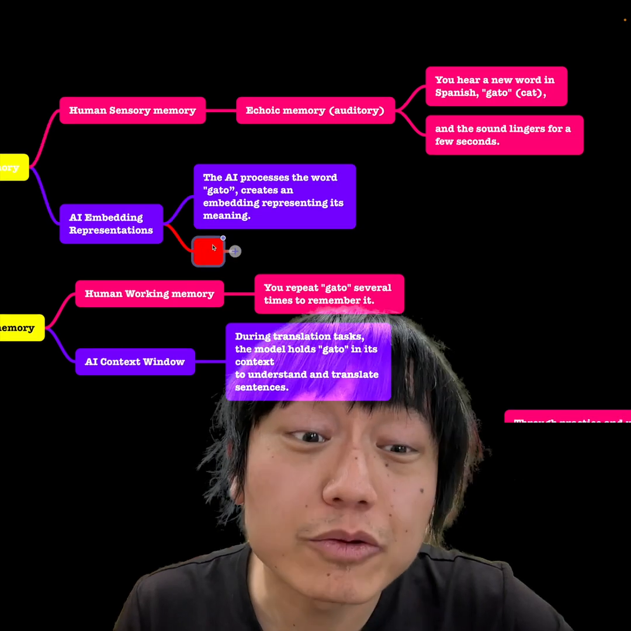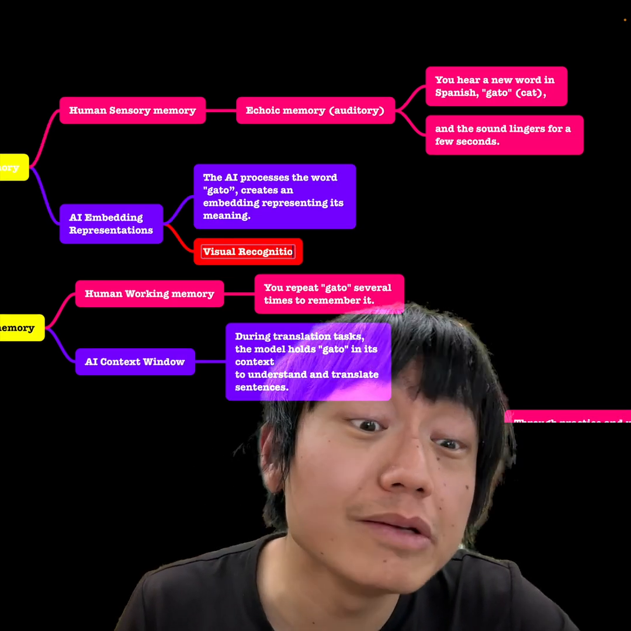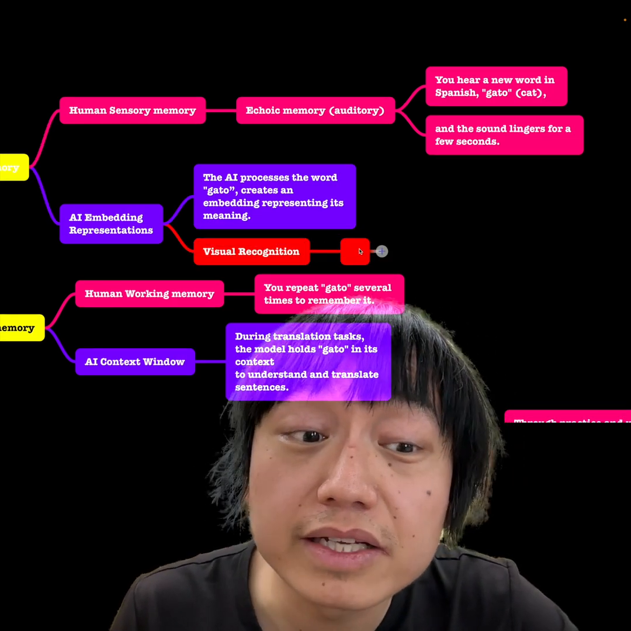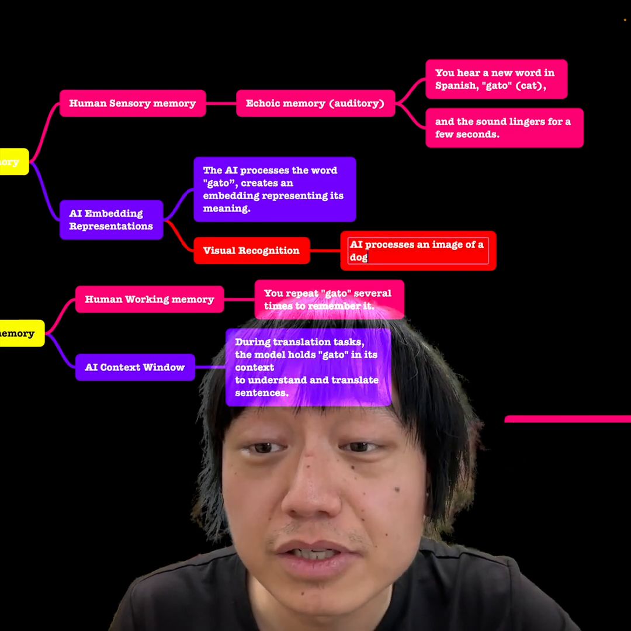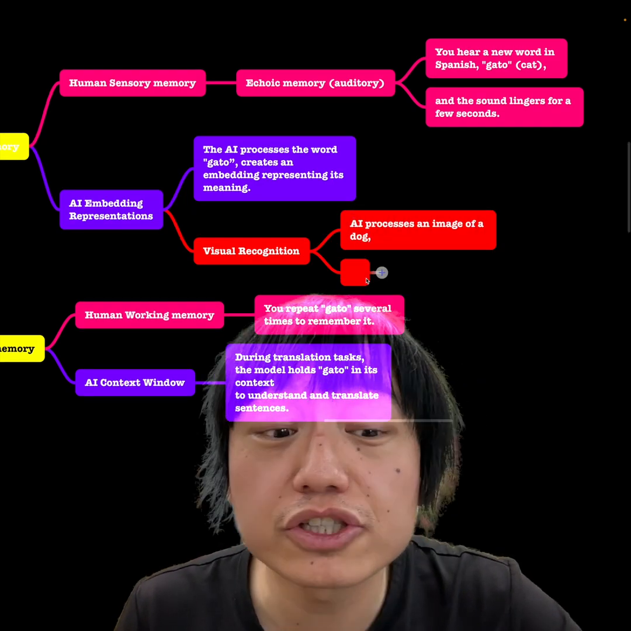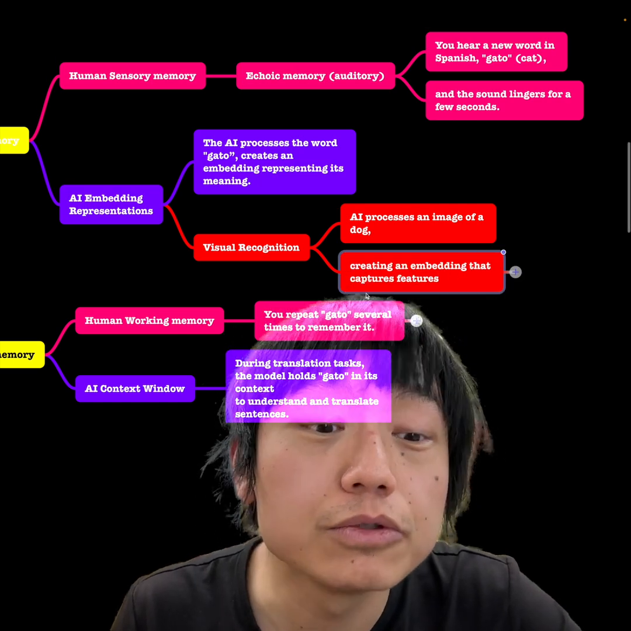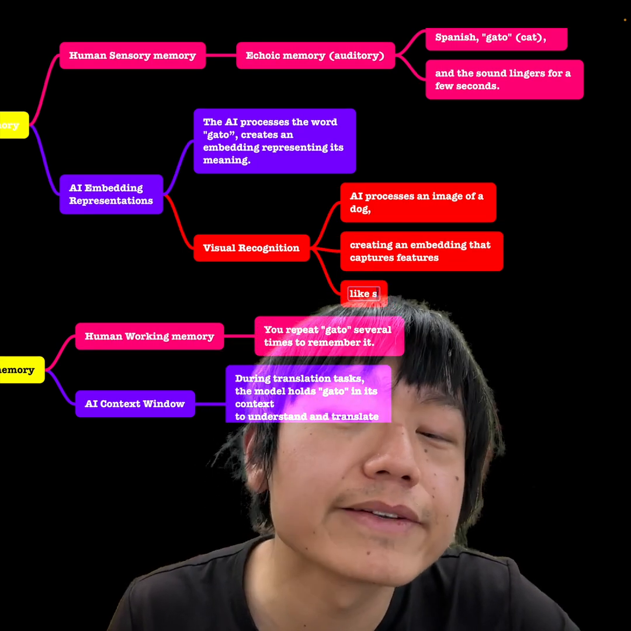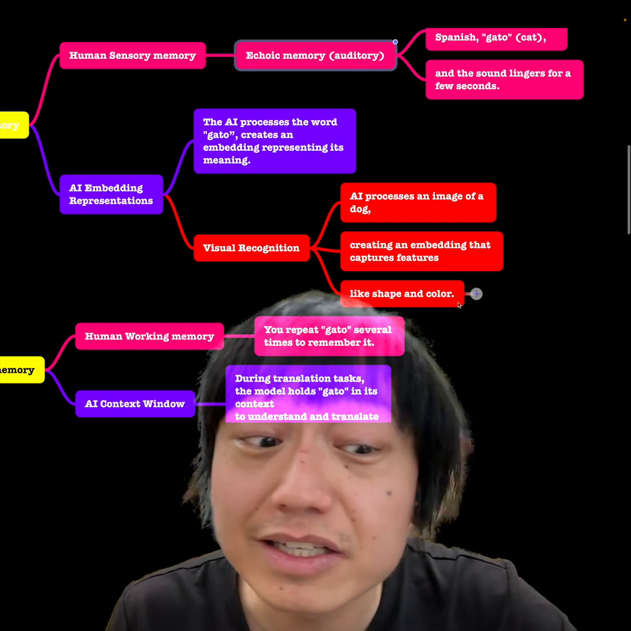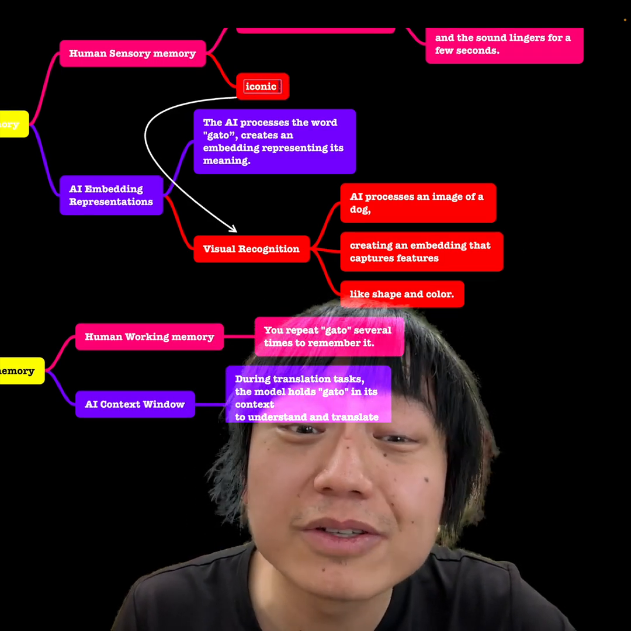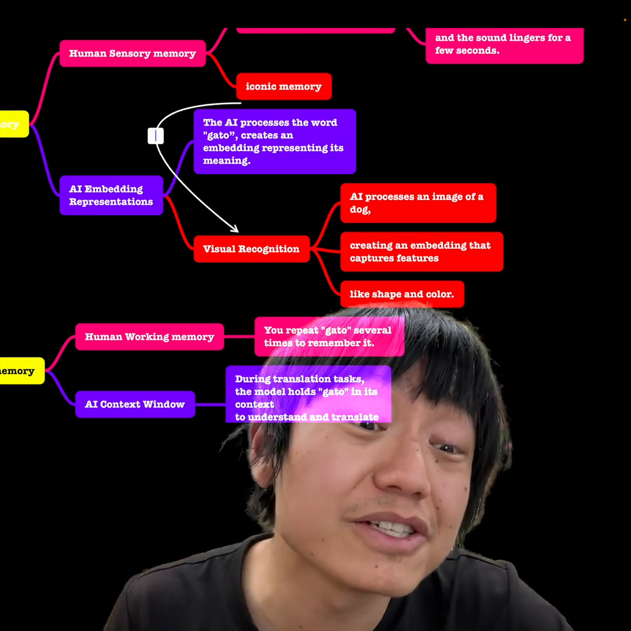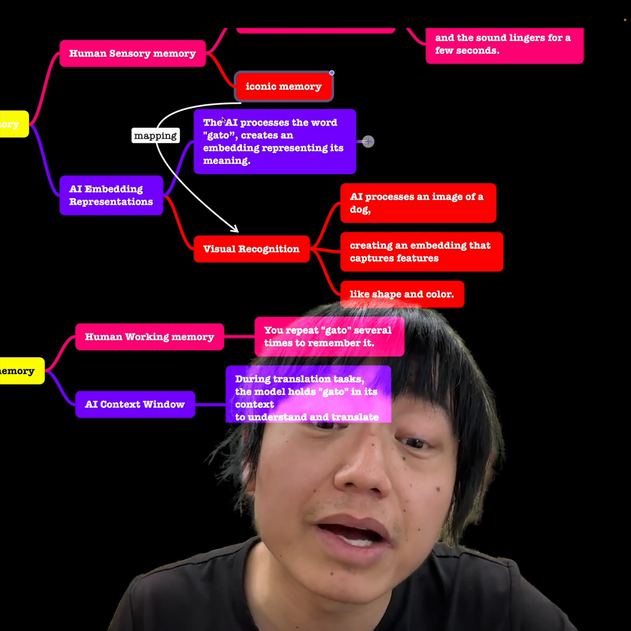Let's talk about detailed AI examples corresponding to human memory types. The first one is sensory memory as embeddings, for example, visual recognition. The AI processes an image of, let's say, a dog, creating an embedding that captures features like shape and color. This is very similar to iconic memory, where an image briefly lingers in the human mind, right?